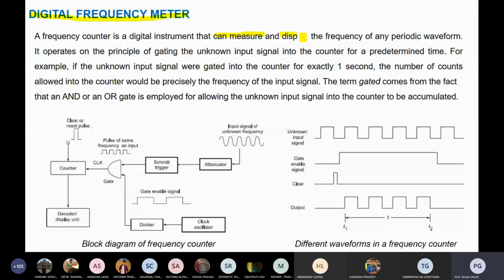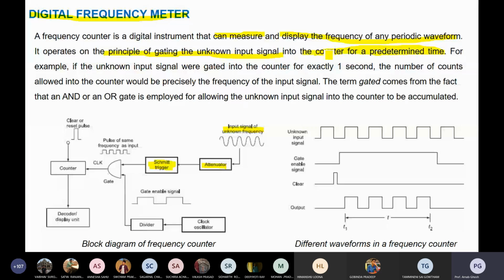If you put the input signal of unknown frequency, an attenuator is there. Then the Schmitt trigger; you know the operation of the Schmitt trigger, I think it was covered in the analog electronics class. It's a very common thing. It operates on the principle of gating the unknown input signal into a counter for a predetermined time.